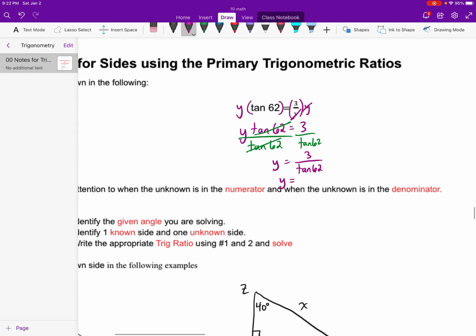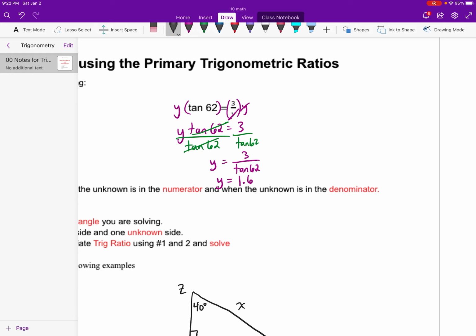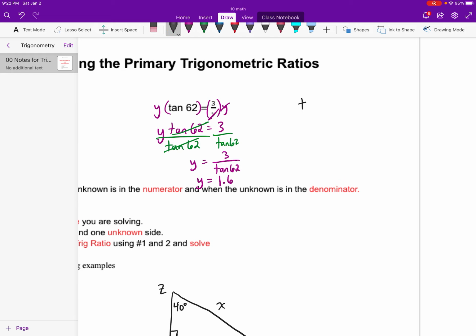If you go to your calculator again and punch in 3 divided by the tan button and 62, you'll get approximately 1.6. Now, I don't like to do the same thing multiple times in a long method. If I see a trick, I go for it. So I want you to notice this: tan 62 equals 3 over y, this step, step number 1, became y equals 3 over tan 62 in the third step.